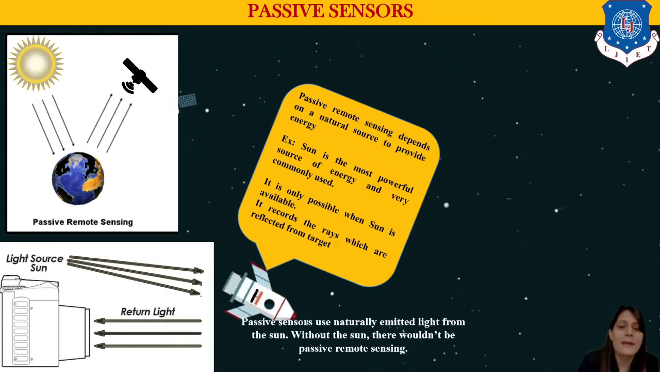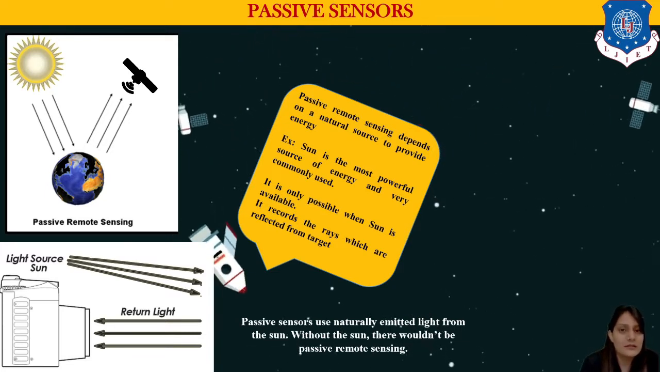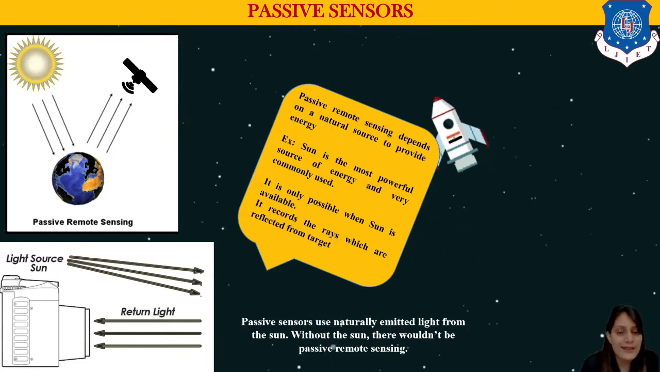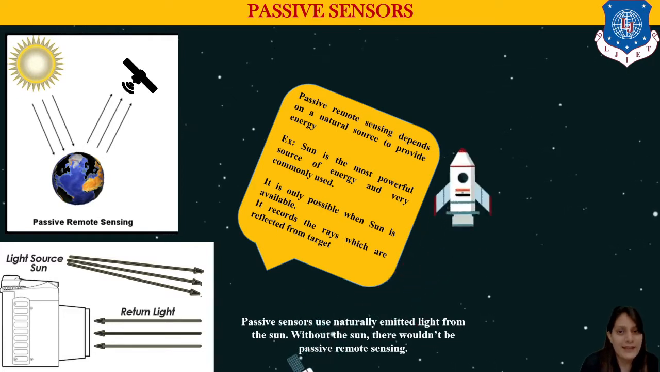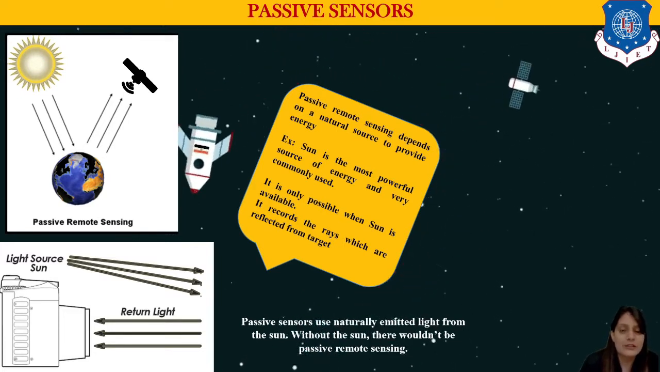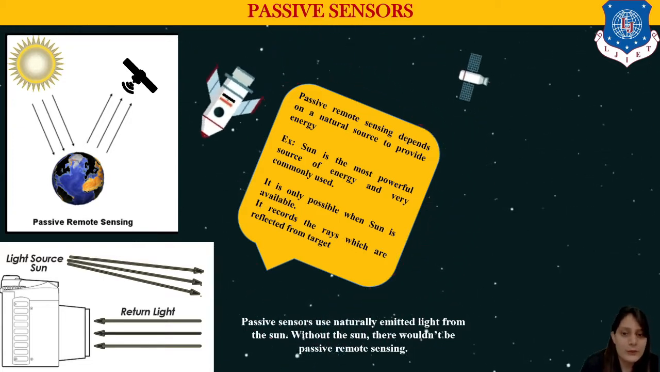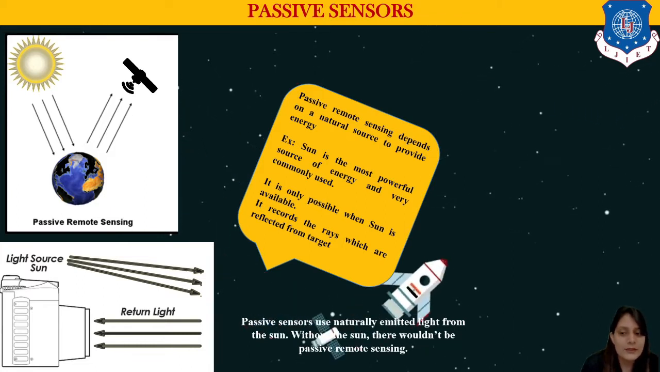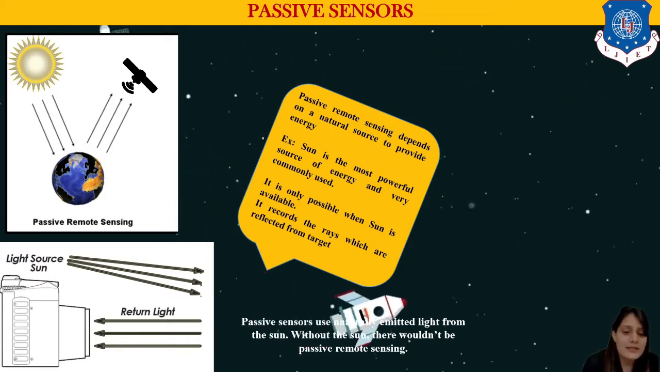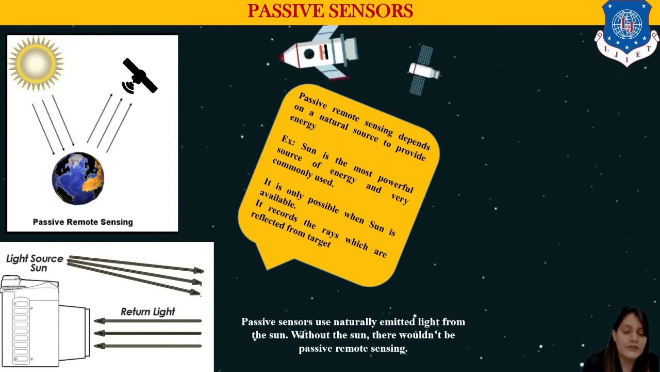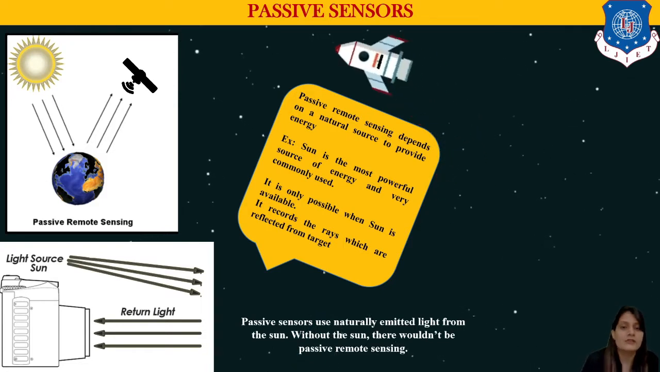Let's see in detail about the passive sensors. In passive sensors, the sun is the main source of energy, which sends the rays to the target, and they come back again to the sensor. That is known as passive remote sensing. Passive remote sensing depends on a natural source to provide the energy. The sun is the most powerful and very commonly used source of energy. You can see here the light source is the sunlight, and that is coming back to the sensor. So a passive sensor uses naturally emitted light from the sun. Without the sun we wouldn't have passive remote sensing. So this is known as passive sensors.